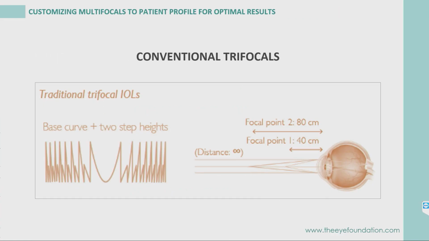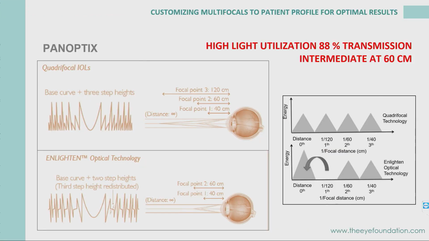And I'm not going to go into the details because of the paucity of time, but the conventional trifocals had 2 focal lengths, which was 40, 80, and infinity. And then PanOptix, what they did was, they had 3 focal lengths, which was an enlightened way of doing it, wherein they had 40, and then 1.5 times of it was 60, and then they had 120 and beyond. This 120, which was a 3rd focal length, was redistributed to distance, so that finally they had a 40 for near, 60 for intermediate, and infinity.